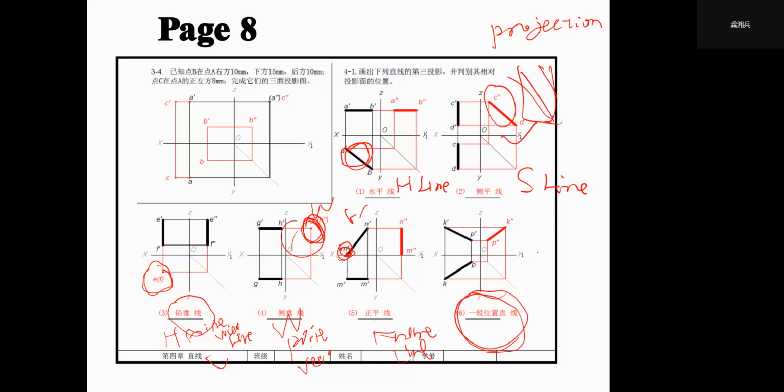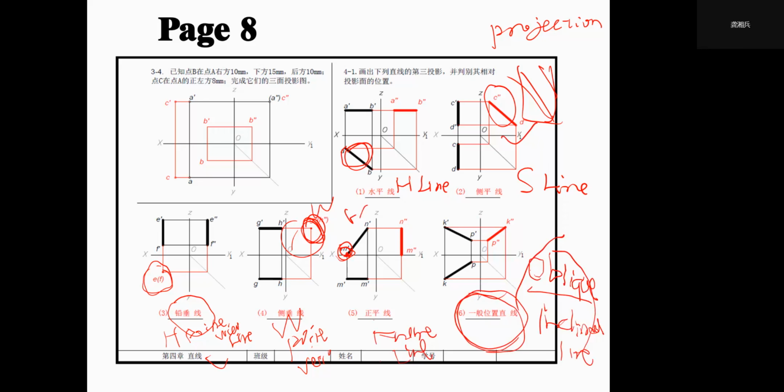So for this line, you can tell me the name: oblique line. Oblique line or inclined line is the same. Oblique line and inclined line are the same. Okay, so this is the first question on the line.